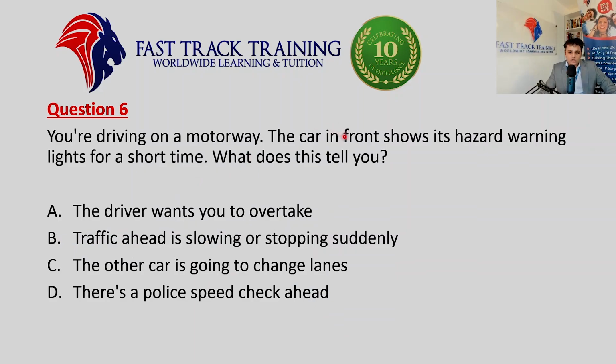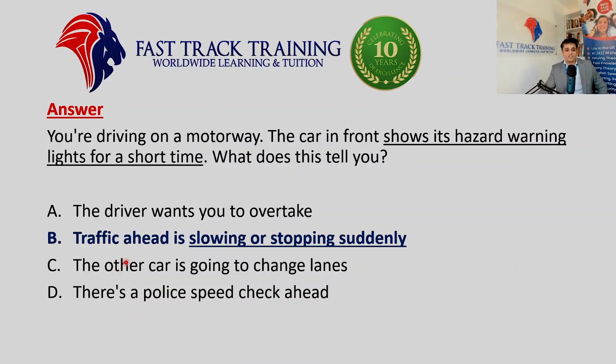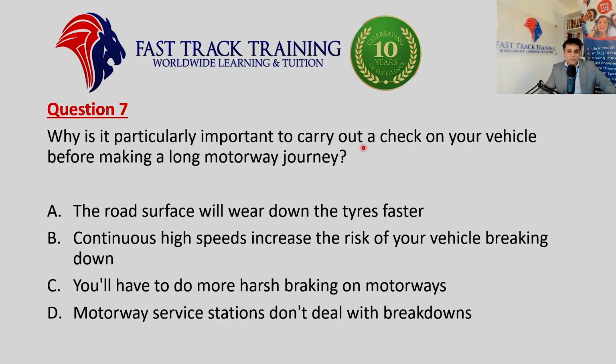You're driving on a motorway. The car in front shows its hazard warning lights for a short time. What does this tell you? The driver wants you to overtake. Traffic ahead is slowing or stopping suddenly. The other car is going to change lanes. There's a police speed check ahead. So the correct answer here is traffic ahead is slowing or stopping suddenly. Well done. Good job.